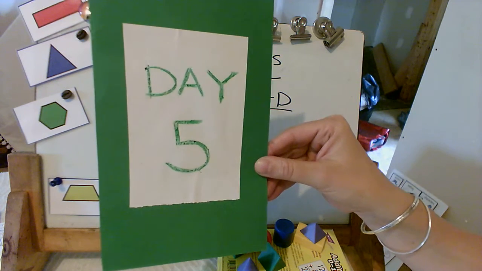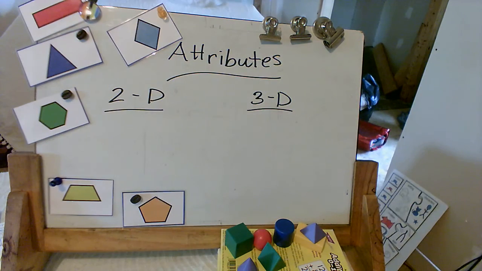Okay, it's day 5, continuing our geometry work. We're going to do a little bit of review about some different things we've talked about through the week. And then as a special treat, I have a new book that I'm going to read to you. So let's just spend a few minutes reviewing some things that we've been talking about, and then I'm going to read you the story.